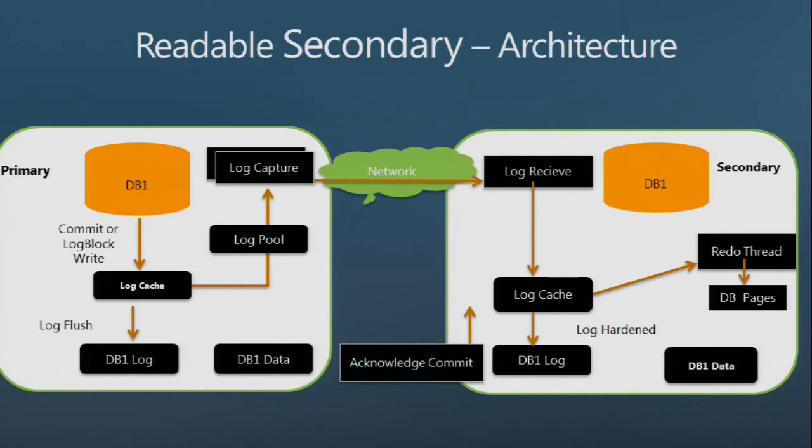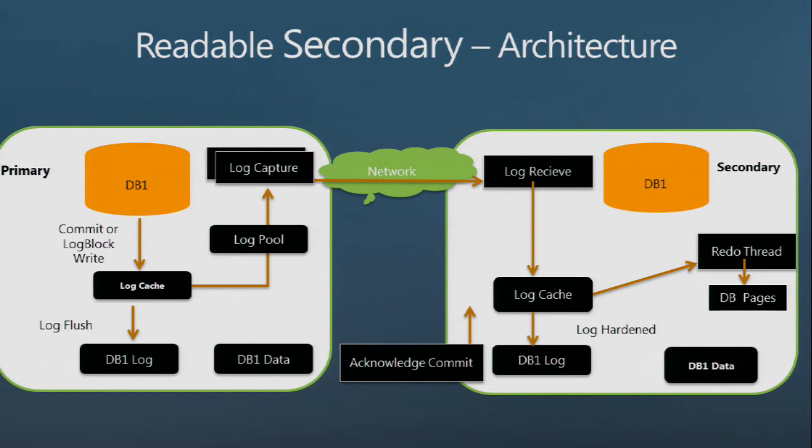And because we have hardened the logs on the secondary, there's a guarantee that in case there is a failover, there's no data loss because we have all the logs. Now, while this is going on, the redo thread is applying those transaction log records, and it is running independently of how log records are being generated on the secondary or being copied and persisted.